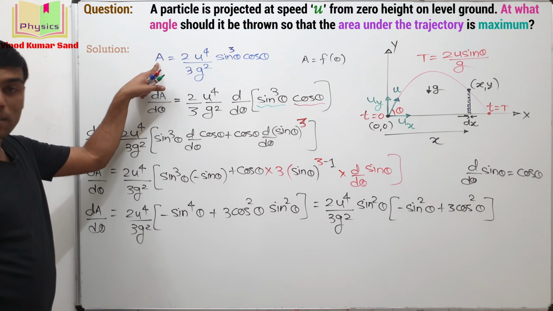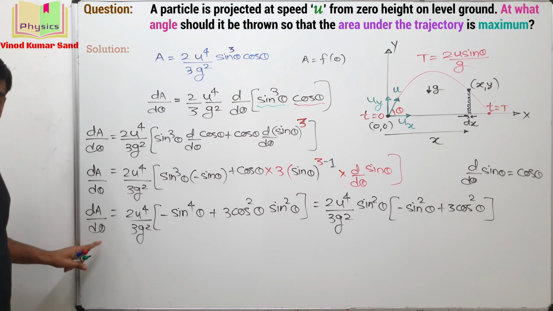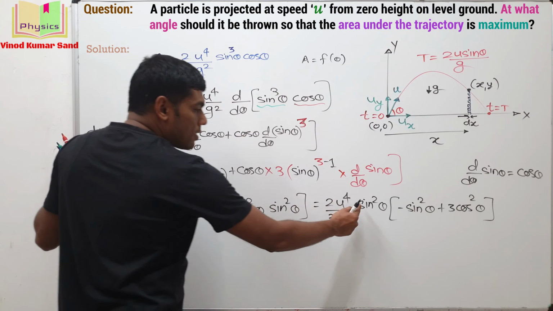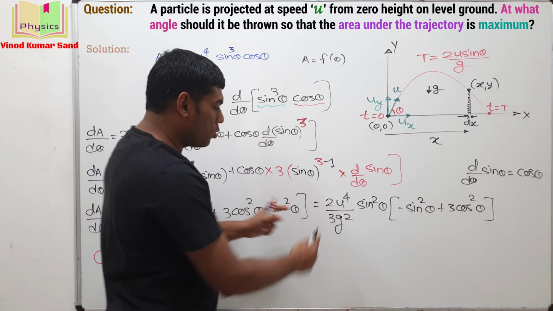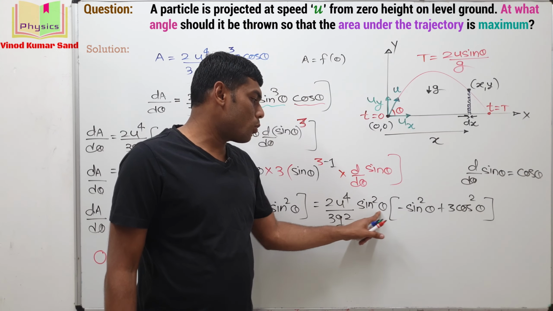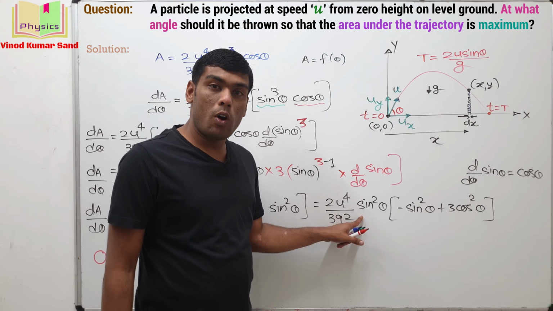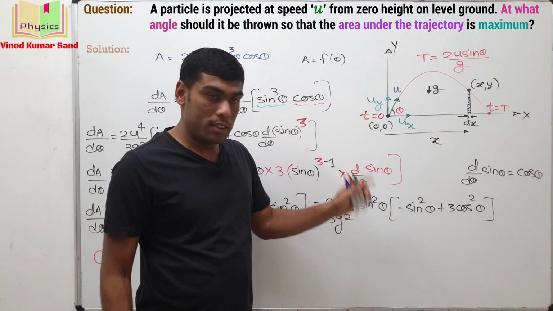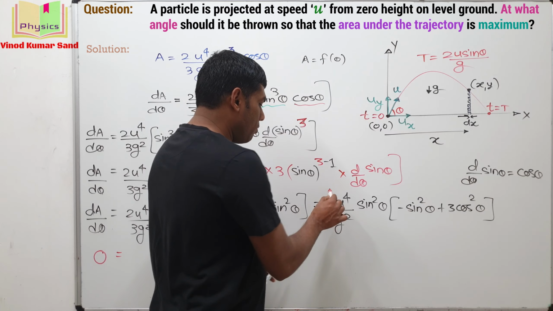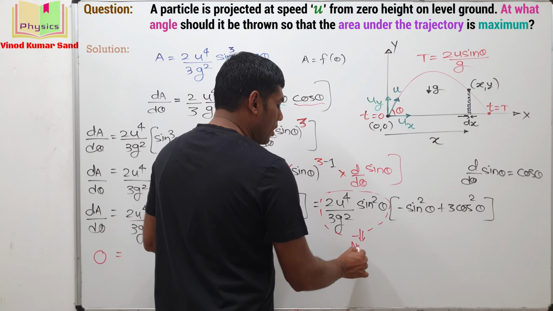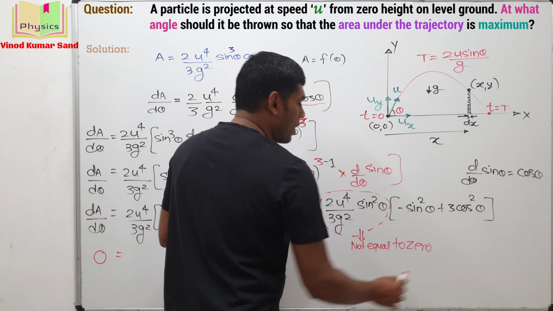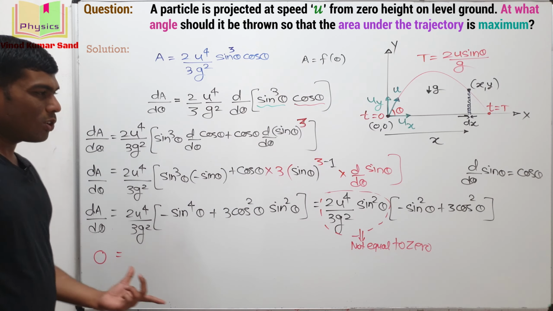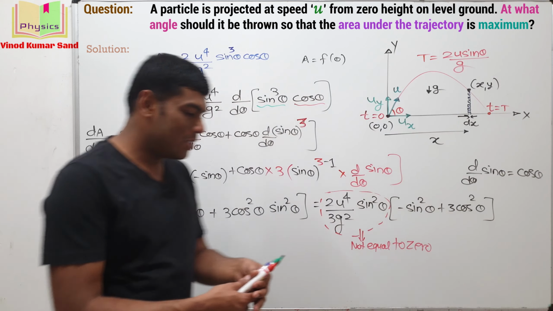Now if we want to maximize the area, this dA by d theta should be 0. This u is non-zero, 3g square is non-zero, even the sine square theta is also non-zero because theta is not equal to 0 in this question. So this entire term, if we check carefully, is not equal to 0. If this entire term is not equal to 0, then which term must be 0 in order to obtain 0 in the LHS? Obviously, this term should be equal to 0.